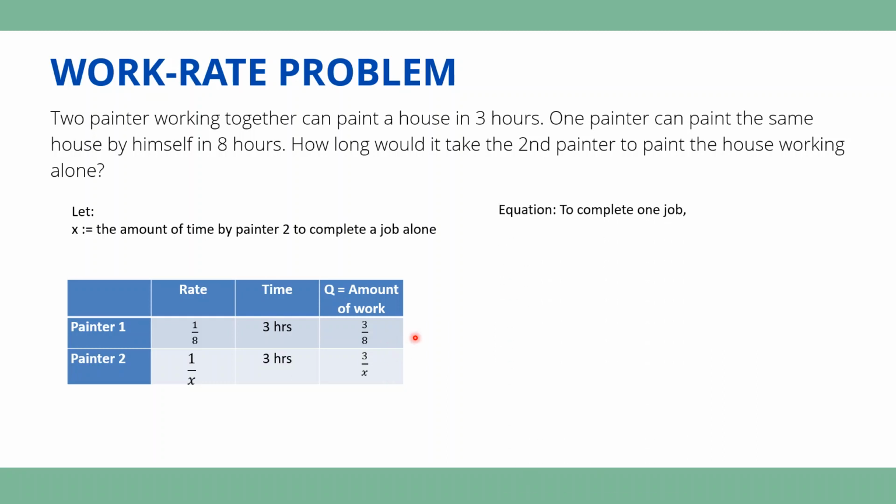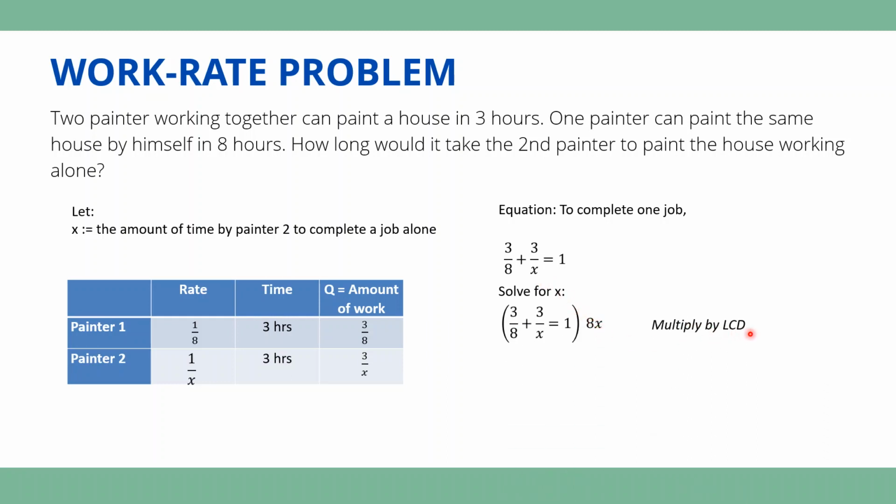So now let's write the equation to complete one job. Again, to complete one job, it means that you will add the work of painter 1 and painter 2, then equate them to 1. So let's solve now for the x. Same process lang from our previous example.